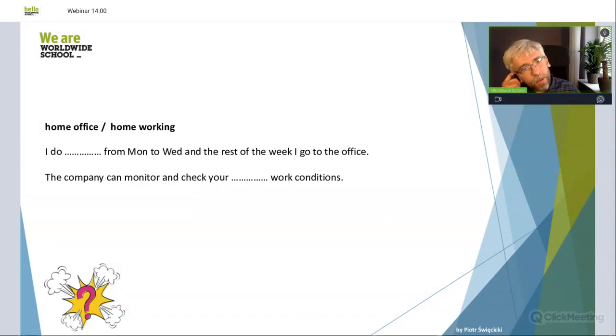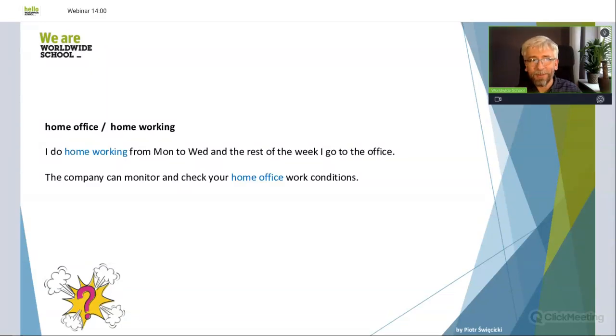I do home office from Monday to Wednesday, and the rest of the week I go to the office. The company can monitor and check your home office. Okay, I agree. I do home working from Monday to Wednesday, and the rest of the week I work at the office. The company can monitor and check your home office work conditions. Remember about this, folks, right? They can send an HNS guy with a breathalyzer to check your sobriety.